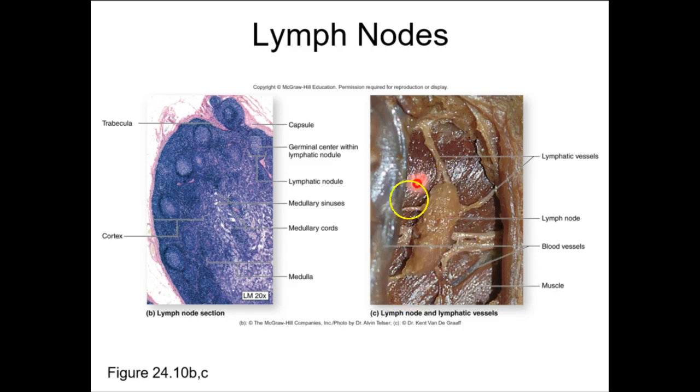Here's what one looks like in gross anatomical dissection. This is an extraordinary dissection. It is not normal to be able to see actual lymphatic vessels coming from this thing. I almost wonder if they injected it with something artificial to be able to see them, because I've never seen that.